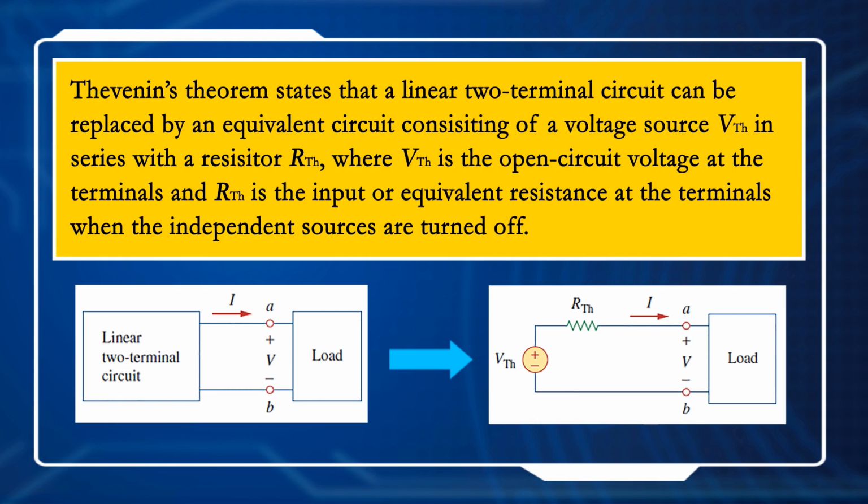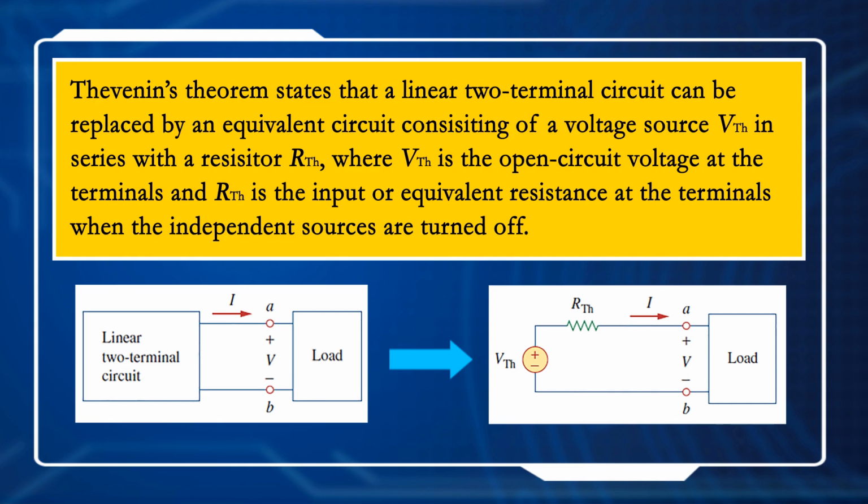In this case, we can replace the linear two-terminal circuit on the left by a very simple circuit with a voltage source VTH in series with a resistance RTH, and the current I and the voltage V will stay the same. But how can we get the voltage VTH and the resistance RTH?